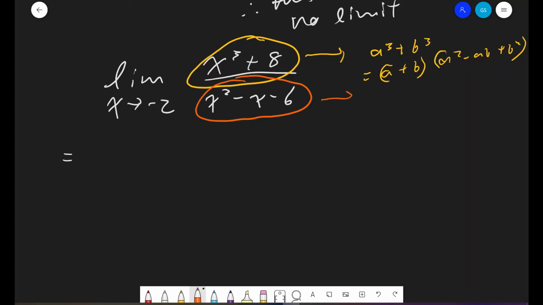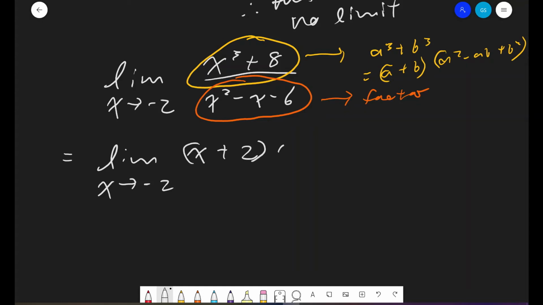And this one we can just factor, straight up. So if we do that, we get the limit as x approaches -2, and first we're going to factor. So a cubed plus b cubed: that would be x plus 2, because if you cube 2, you get 8. So it'd be x plus 2, and then x squared minus 2x, and b squared, so that's just 4, because 2 squared, and that's what you have.